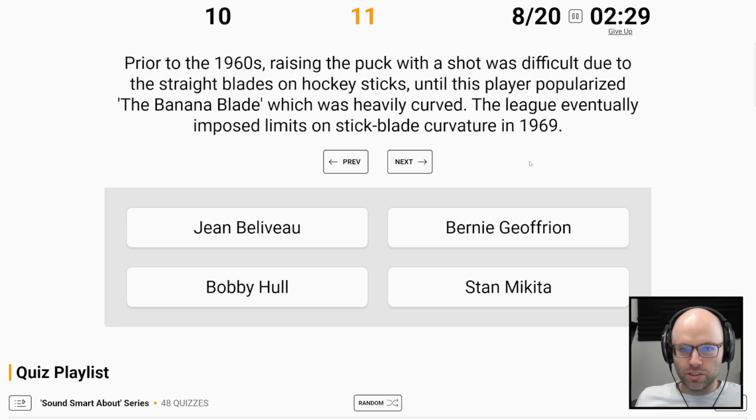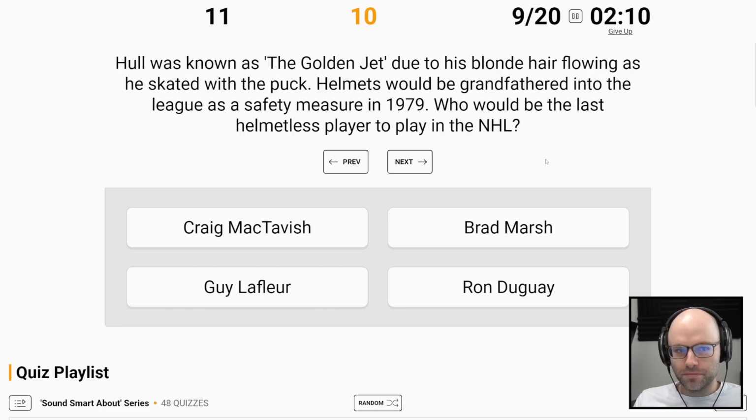Prior to the 1960s, raising the puck with a shot was difficult due to the straight blades on hockey sticks, until this player popularized the banana blade, which was heavily curved. The league eventually imposed limits on stick blade curvature in 19... Okay, hockey's kind of silly. I believe that the banana blade was Bobby Hull. Hull was known as the Golden Jet due to his blonde hair.